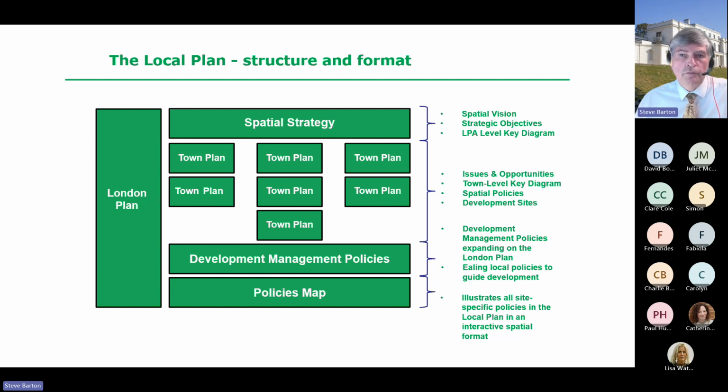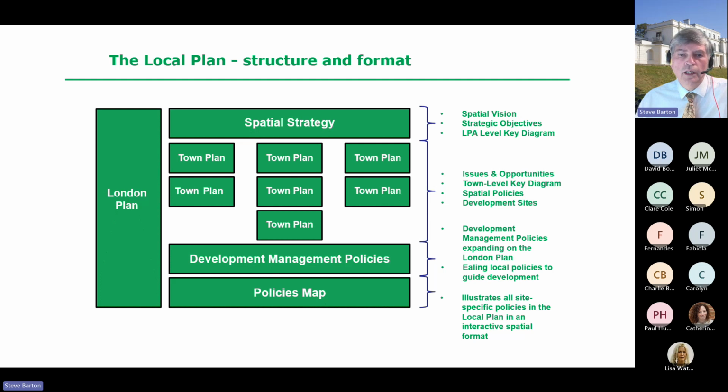Chapter 4 is the bulk of the plan, and that's where we set out our 7 individual town plans, how we translate that borough-wide strategy into strategies for each of the town centres, recognising their unique identities and the differing challenges and opportunities that each possesses. And then chapter 5 is a slightly slimmer chapter, which is our development management policies. These are the criteria-based policies used alongside the London Plan to help determine individual planning applications.